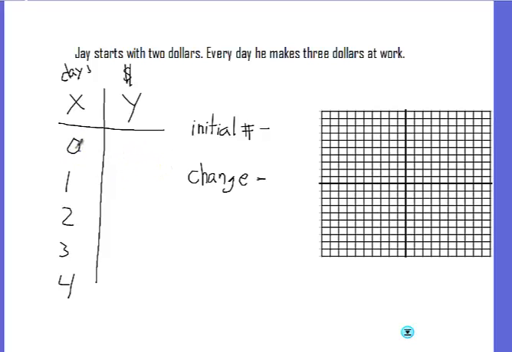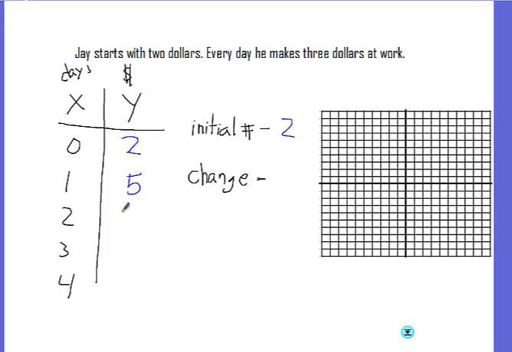So for instance, at day 0, if you notice, it said Jay started with $2. That means his starting value, where x is 0, is 2. So our initial number here is 2. Then every day Jay is going to be making $3. So if at 0 days he had $2, at 1 day he's going to have $5, because if he starts with 2 and makes $3 in a day, 2 plus 3 is 5.